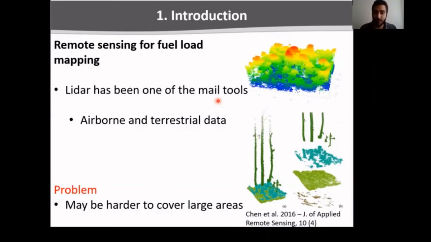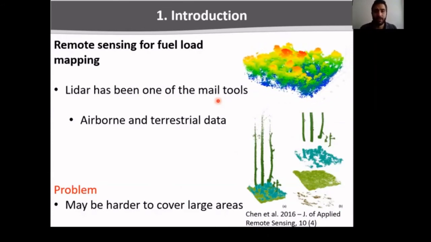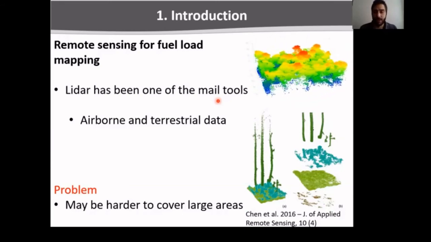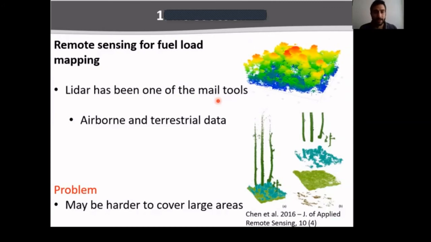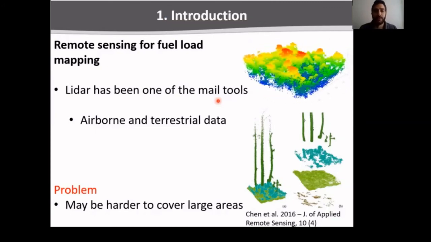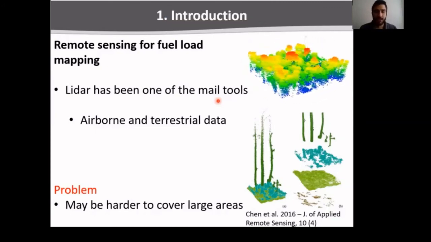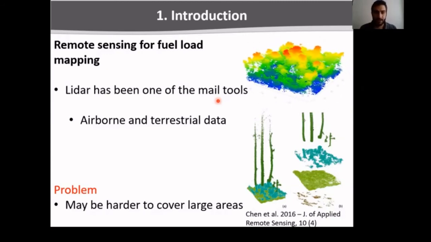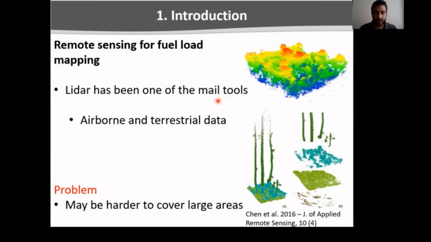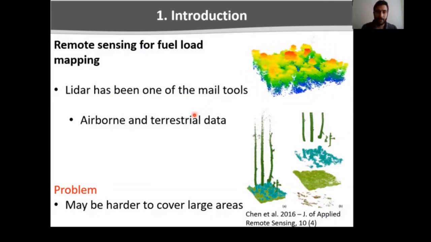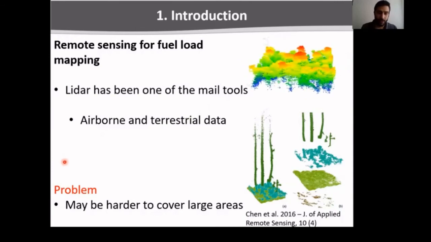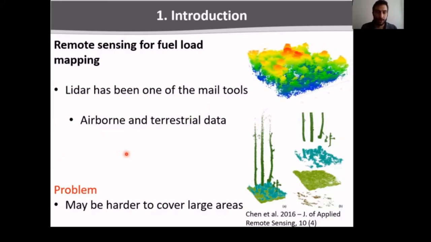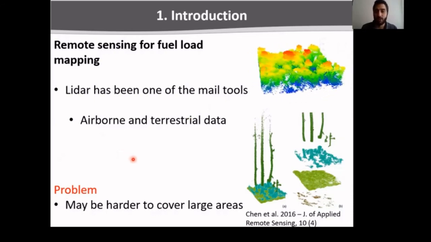Remote sensing has been used for mapping and estimating fuel loads, especially using LiDAR. We know that with LiDAR we can get amazing 3D information from several vegetation layers, and all those layers are important in fire management, and that can help in planning our fire activities. But most of those sensors, which are mostly airborne and terrestrial, may have an issue when we need to cover large areas.